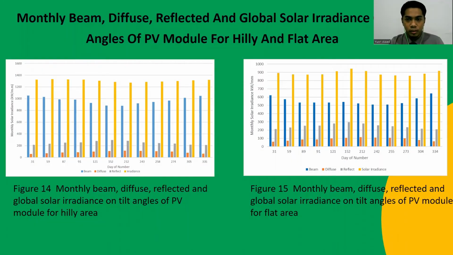Beam, diffuse, reflected, and global solar irradiance on three angles of the PV module for hilly and flat areas. Okay, to get the solar irradiance, in the formula we have to include the solar beam, diffuse, and reflected for both hilly and flat areas. We can see that the solar irradiance for hilly and flat areas has different ranges. For the hilly area, the range is 1200 kilowatt per square meter until 1400, compared to the flat area, which is lesser, with a range of 850 until 950 kilowatt per square meter.